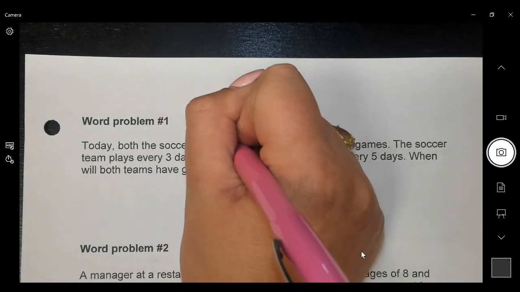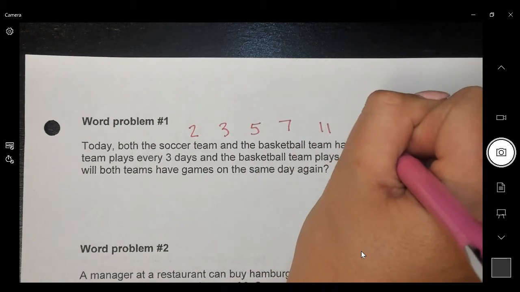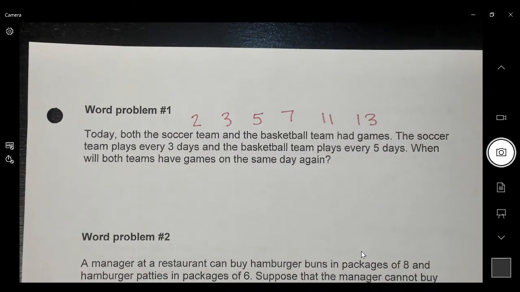And so those numbers are 2, 3, 5, 7, 11, and 13. So let's go ahead and dive into this and get started.